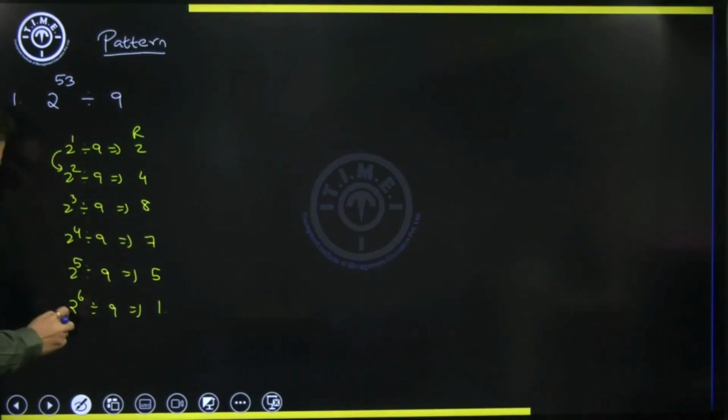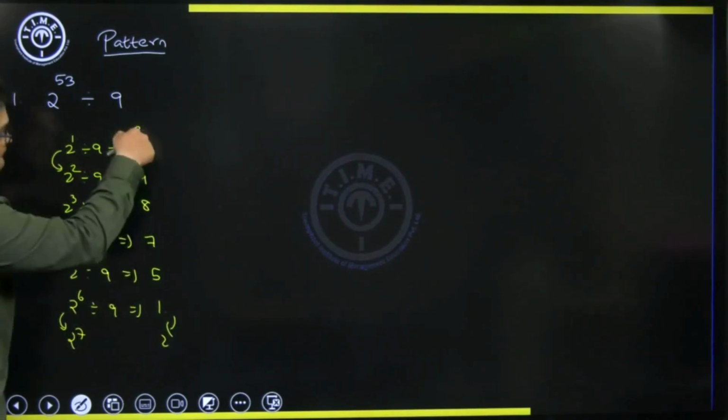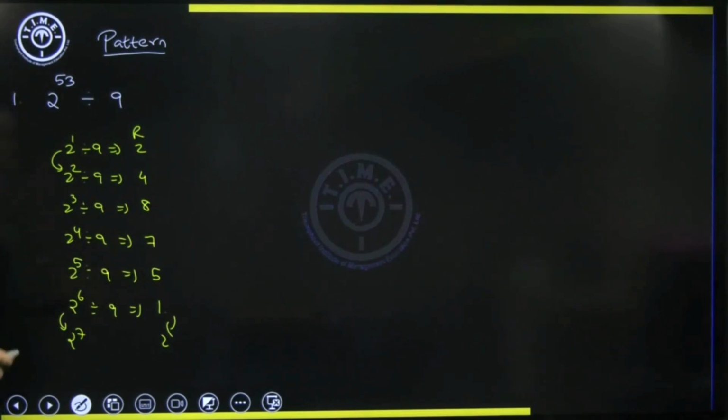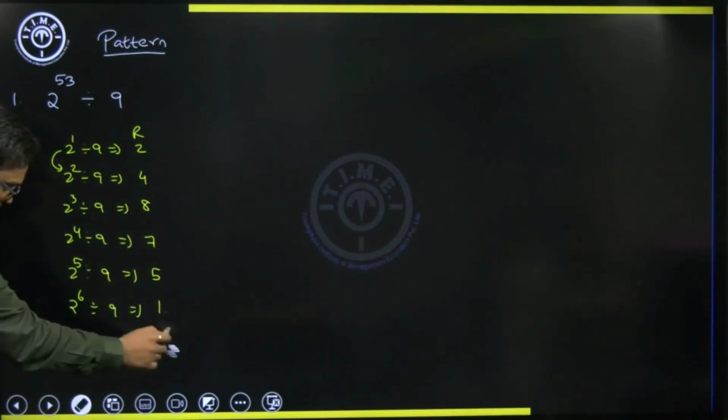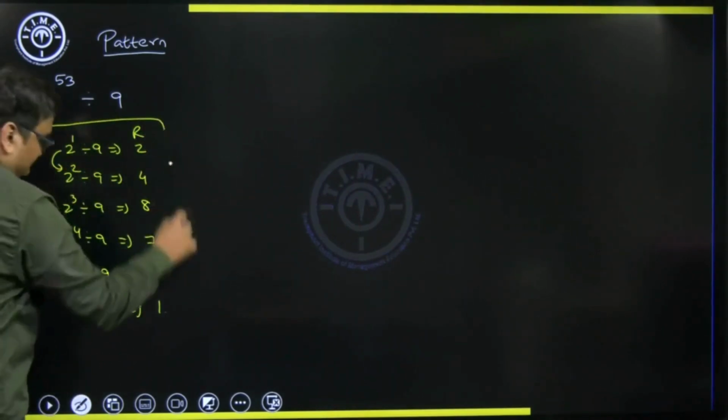Now what will happen after this? When you go to 2 power 7, suppose, double, remainder will be 2 again. Pattern will repeat now. So the moment you get a 1, you stop. You can actually stop there. So this is the pattern.